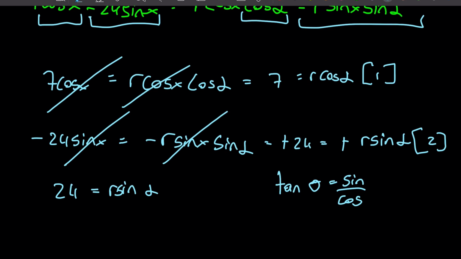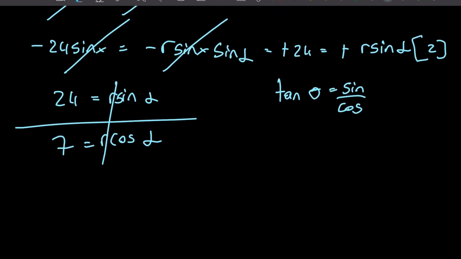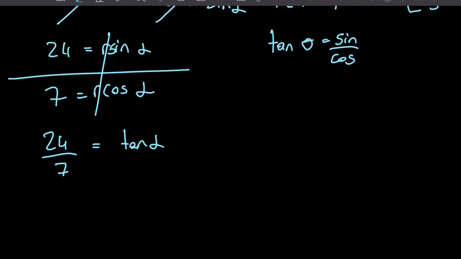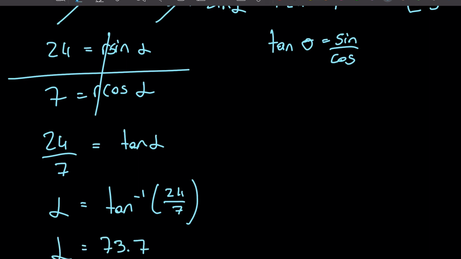So it will be 24 over 7 is equal to r sin alpha over r cos alpha. Now when dividing this, the r's cancel out, and we have 24 over 7 is equal to tan alpha. This way we can solve for alpha, alpha being tan inverse of 24 over 7. Okay, so if you take shift tan of 24 divided by 7, you will get alpha is equal to 73.7 degrees.